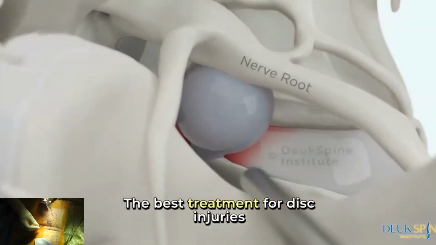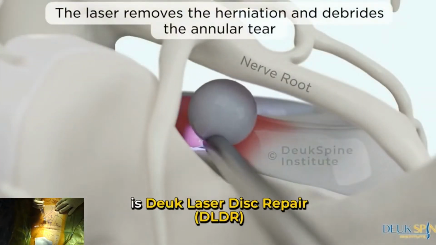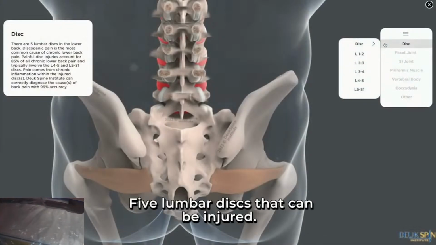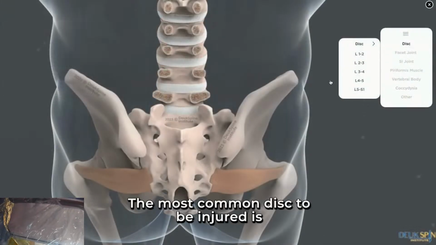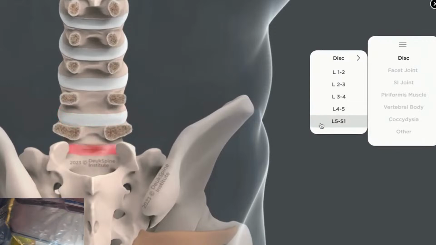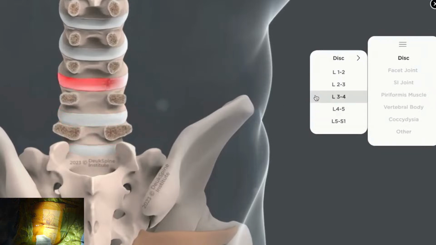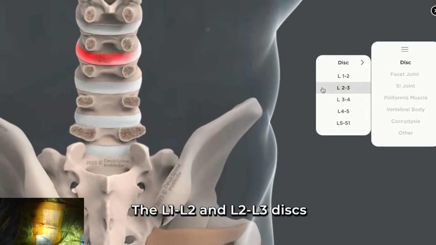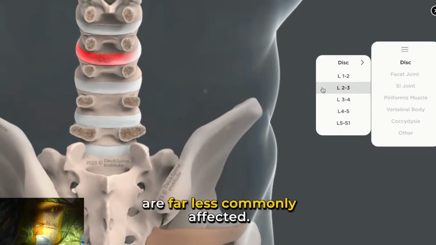The best treatment for disc injuries is Duke laser disc repair. Let's take a look at the 5 lumbar discs that can be injured. The most common disc to be injured is L4-5, followed by L5-S1, then L3-4. The L1-2 and L2-3 discs are far less commonly affected.